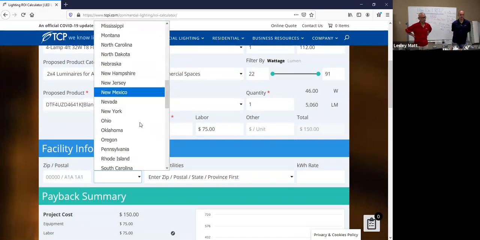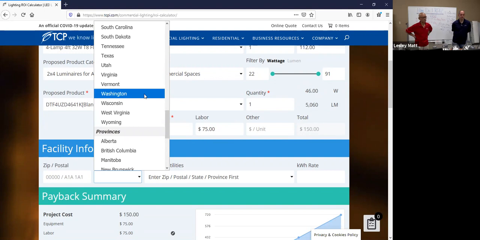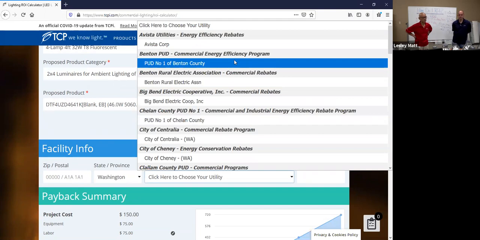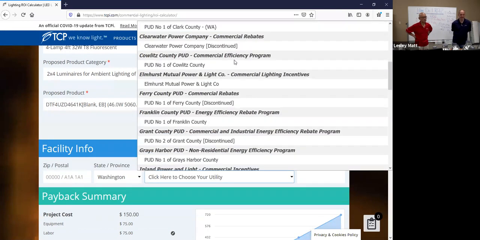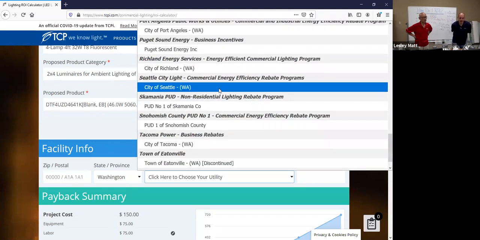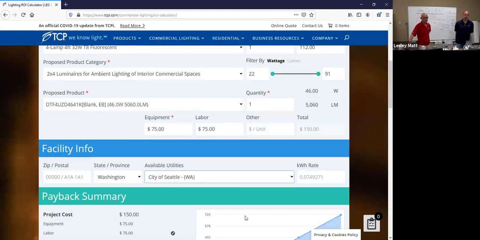Because if I remember correctly, when we were doing our show yesterday, Washington State had some pretty lucrative rebates. Now, I'm not sure which utility it was. Who knows what utility it was? Not me. Wow. Let's try Oregon now. So I like Seattle. Okay. Yeah, let's see what they've got, because I know Seattle's hurting for energy.